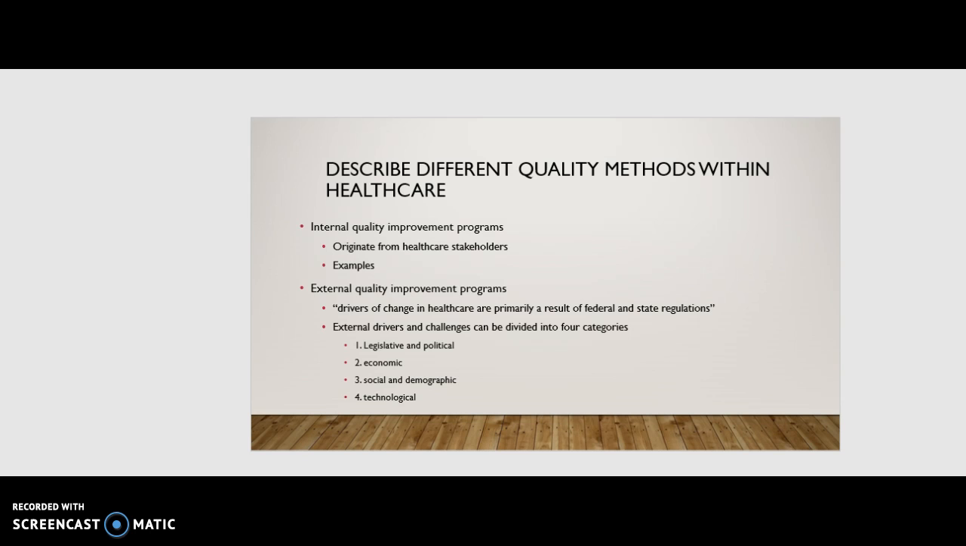Describing different quality methods within healthcare: internal and external quality improvement programs are different quality methods within healthcare facilities. Internal quality improvement programs originate from healthcare stakeholders such as patients, payers, and physicians. Some examples include safety programs, cost reduction initiatives, and quality improvement programs. Some external quality improvement programs are drivers of change in healthcare that are primarily a result of federal and state regulations. External drivers and challenges can be divided into 4 categories: legislative and political, economic, social and demographic, and technological.